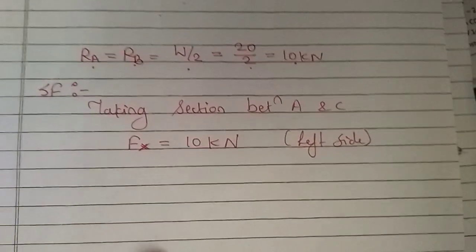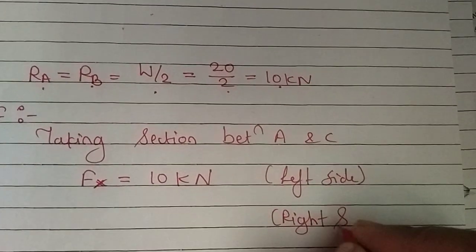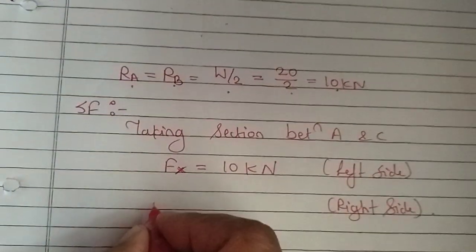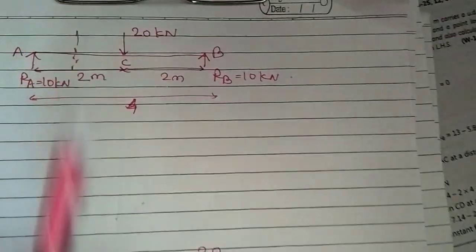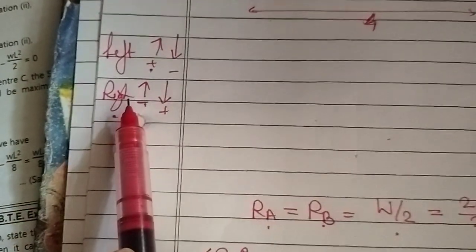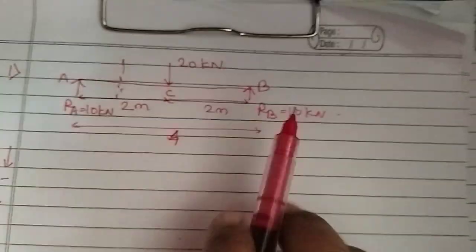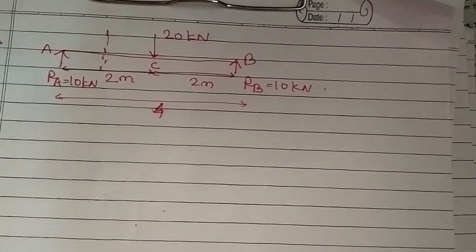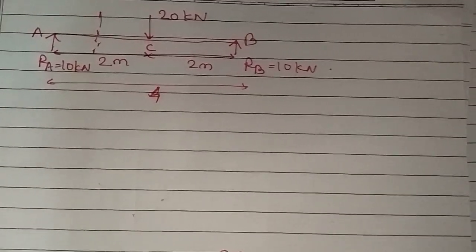Now, again, we'll consider the right side. There is no need to consider both the sides. As it is our first numerical, we'll consider both the sides and we will cross check. So, we'll consider the right side. If we are calculating the shear force considering the right side, see about this section on the right side, there are two forces. What is our sign convention? On right side, upward is negative, downward is positive. So, 20 kilonewton is downward, so we'll consider it as positive. RB is upward, so consider it as negative, so minus 10. So, again, Fx will be equal to 10 kilonewton.